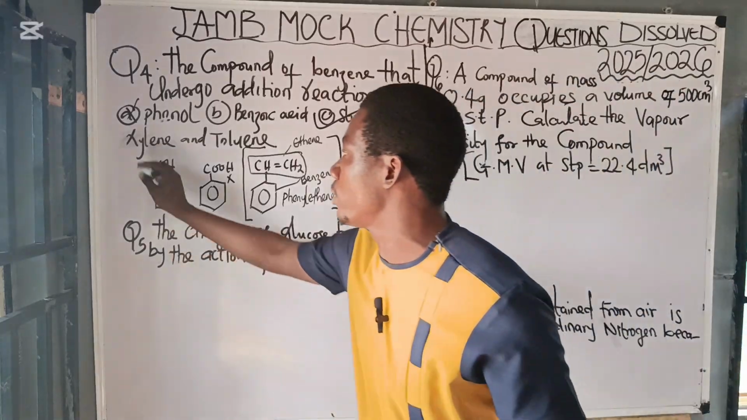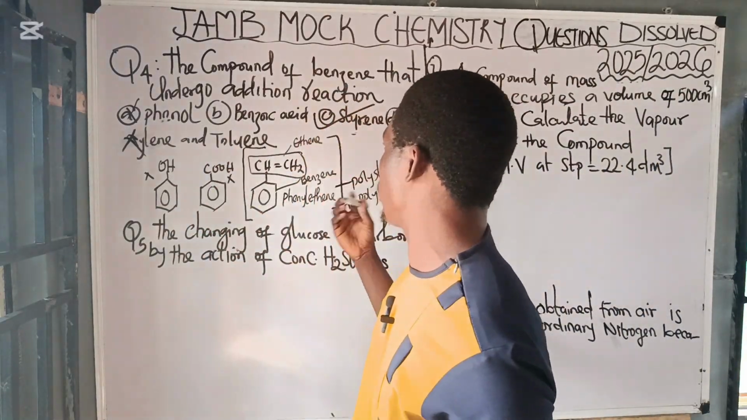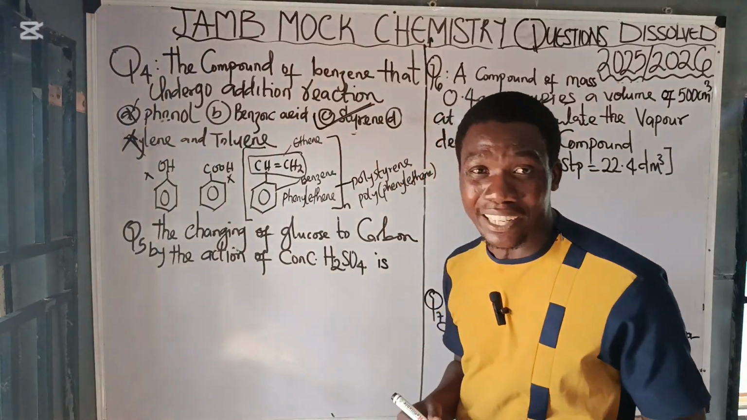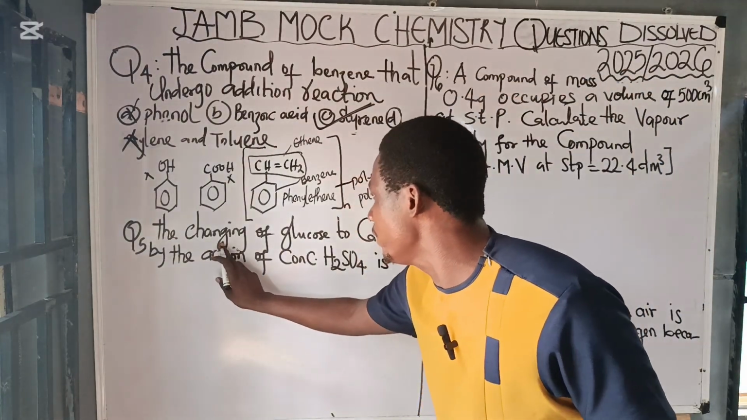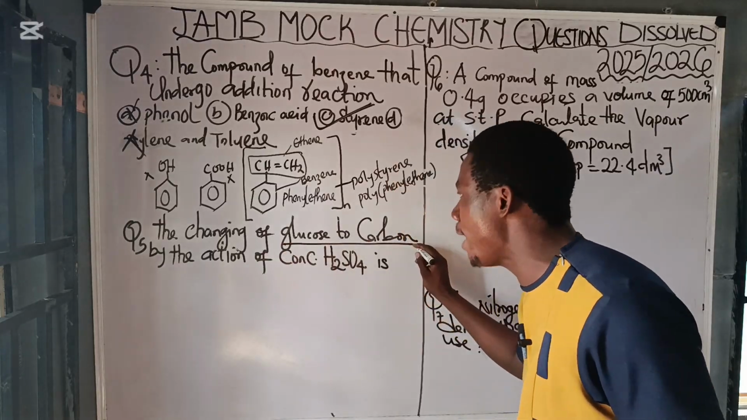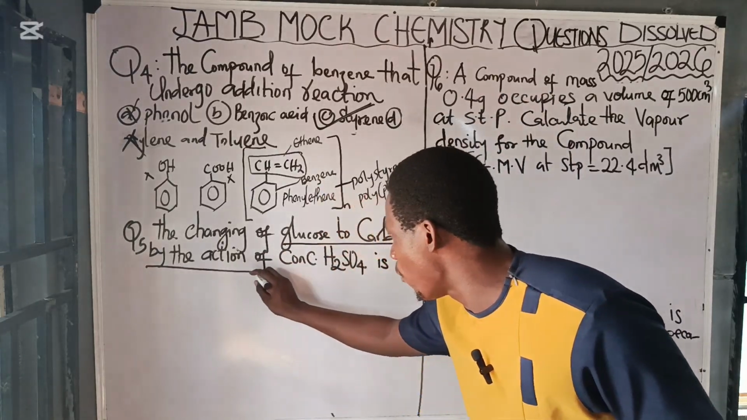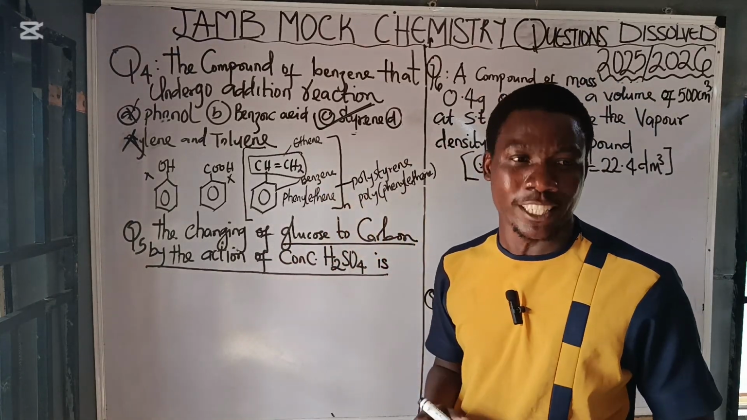So the answer is not xylene, neither is it toluene. So the answer to this question is what? Styrene. Take a note of that. Now, the changing of glucose to carbon by the action of concentrated H2SO4 is what?